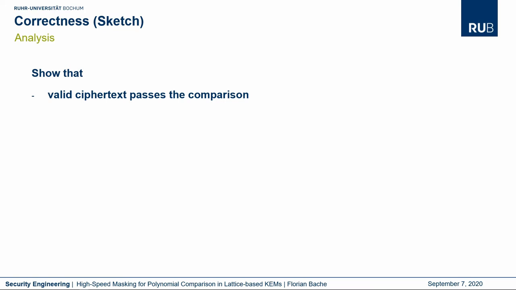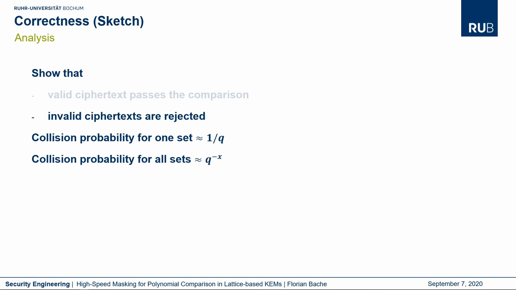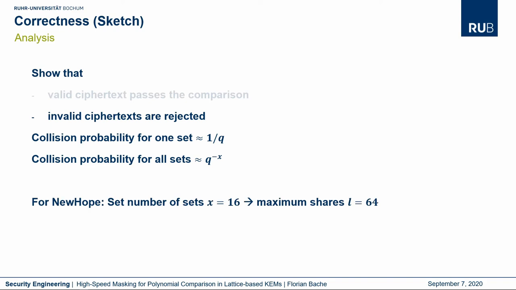So to analyze the correctness, we need first to show that valid ciphertexts actually pass the comparison, and this is easy to see. And the second part is showing that invalid ciphertexts are actually rejected. And we show in the paper that the collision probability for one of the sums, so for one of the sets, is 1 over q. And the collision probability for all of the sets is q to the minus x, where x is the number of sets. So we can set the number of sets depending on the collision probability that we are comfortable with. So for NewHope, we set the number of sets to x equals 16. And this gives us a low collision probability, but also the possibility to use up to 64 shares. So very high security order.